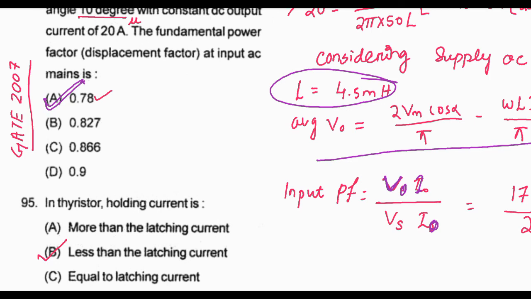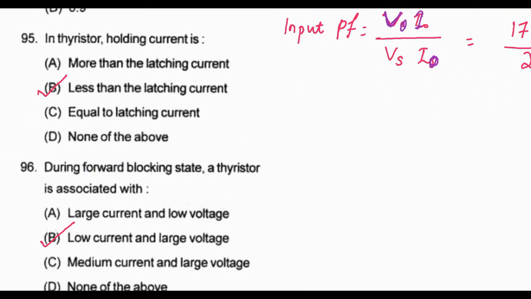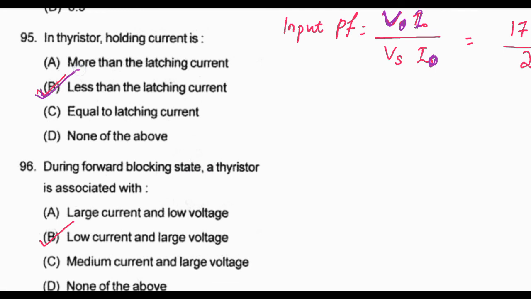Next question is, in a thyristor, holding current is less than that of latching current, because we have seen that latching current by holding current is more than 1, that means 2. So holding current is less than that of latching current.